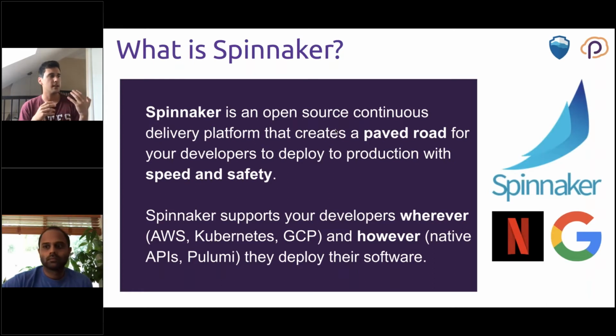What is Spinnaker? It's a continuous delivery tool. It was open sourced by Netflix and Google in 2015. Because it's open source, it has a huge set of integrations, usually built by the cloud vendors themselves. When it was open sourced, it was really a tool for deploying VMs to EC2 or Google Compute Engine, and it's expanded so much now. So there's a Cloud Foundry provider, an App Engine provider, a Kubernetes provider, and so on.